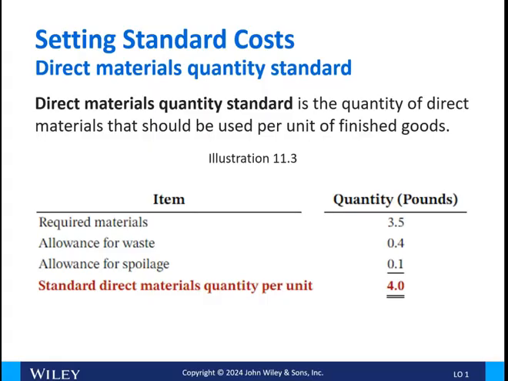Now, you don't want to overinflate that because it'd be too easy for operations to meet it, but you want it to be realistic and kind of acknowledge that, if I bring in 7 pounds of material, I'm not going to get 2 units of finished goods out of it, because there is going to be some waste and some spoilage. It's just normal process of processing that material.